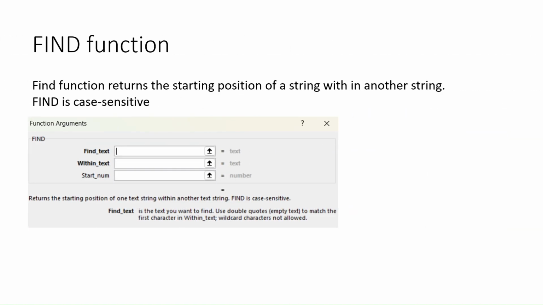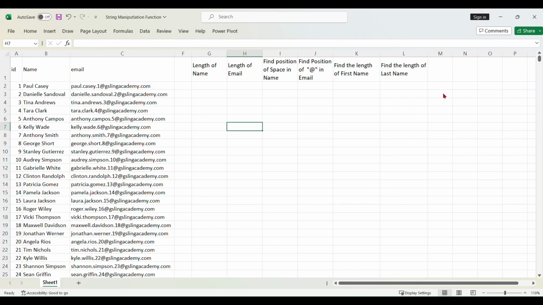FIND function returns the starting position of a string within another string. Find takes minimum 2 inputs. First input is the text string to be found. Second is the text string within which the first input is to be found. Third is an optional parameter which defines the starting point of search within the second input parameter. Let us see the practical demonstration of the two functions and use cases.